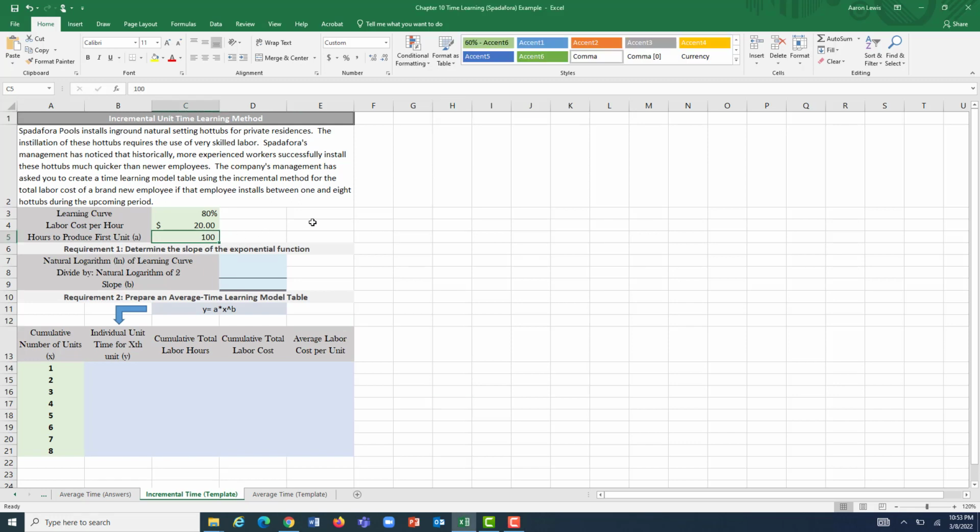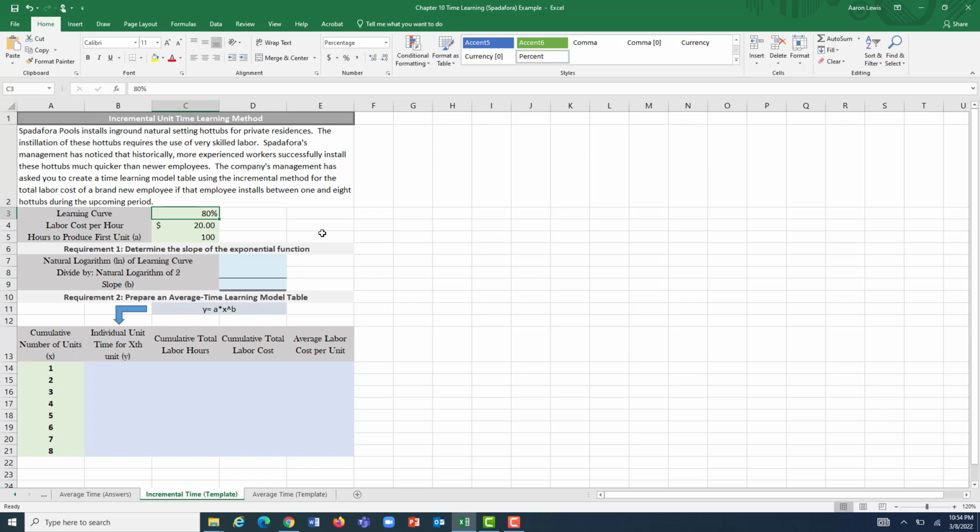For the first one, typically for us, the first time an employee has to put in one of these natural setting hot tubs, it takes that employee 100 hours. Our employees are waged employees that make $20 per hour, and then we have a learning curve of 80%. What that means, I will get to in just one second.